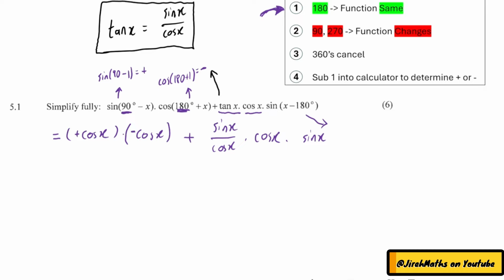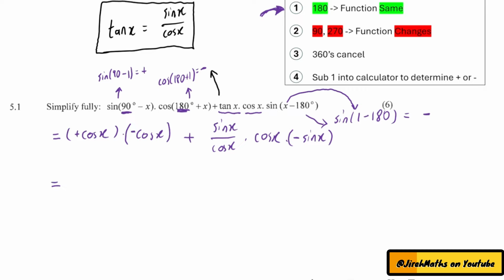In order to determine whether it's positive or negative, we need to substitute 1 minus 180 into our calculator. So wherever we saw x, we need to replace it with 1. If we write sine of 1 minus 180 into our calculator, we will get a negative value, so that's minus. I'm just going to put that in brackets so we know to multiply.